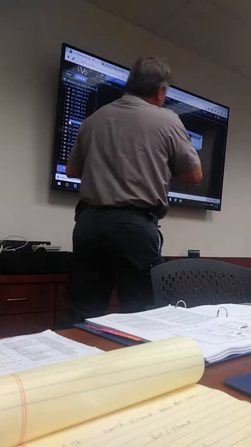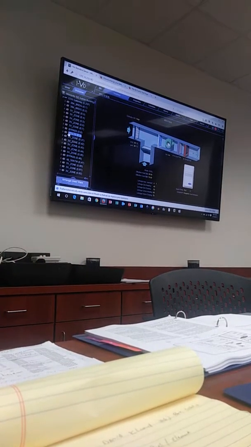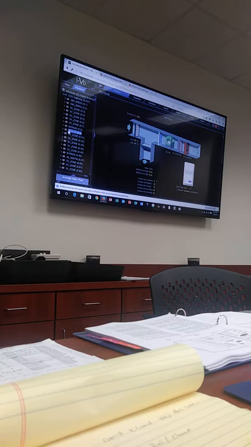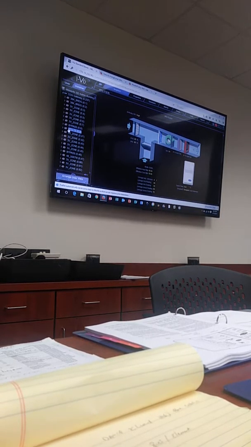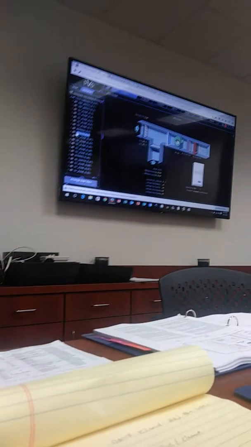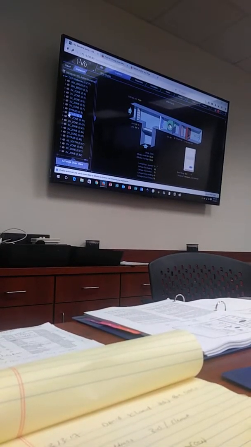On the rooftop unit, inside the iView, which is the little box that's hanging in the computer room, there's a whole list of, let's see if that screen comes up.